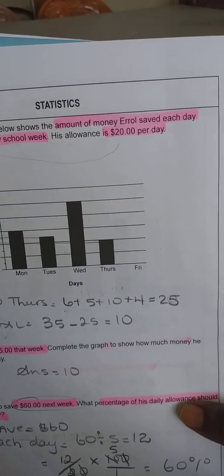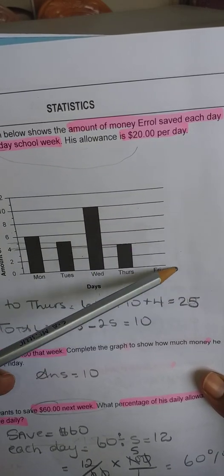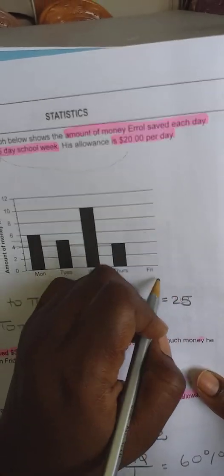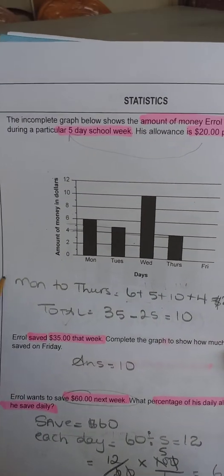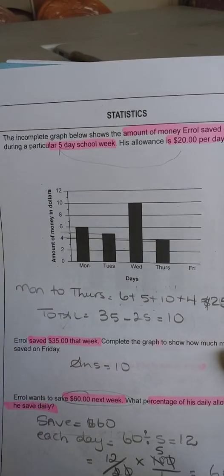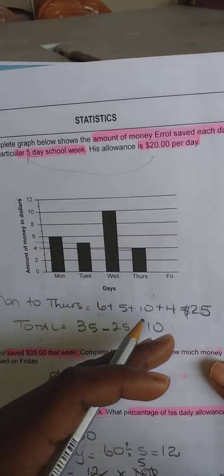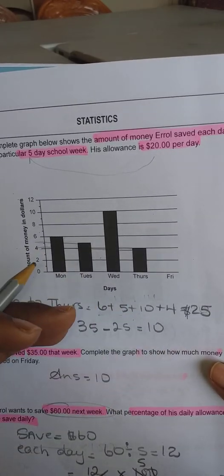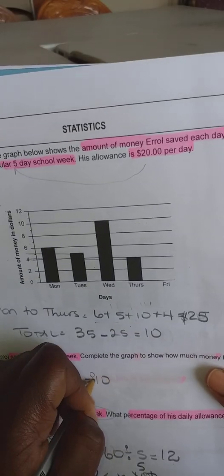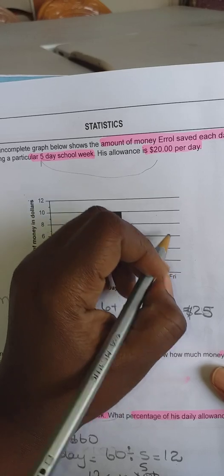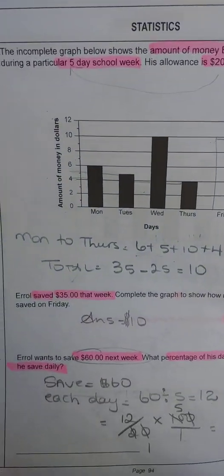Complete the graph to show how much money he saved on Friday. So remember, we did Monday to Thursday. In total, he saved $25, and I'm going to put in my dollar sign there. So from Monday to Thursday, he saved $25, and in total, from Monday to Friday, is $35. So to find Friday, we take 35 minus 25, which is $10. So therefore, for Friday, he saved $10. I'm drawing my bar graph there for Friday, which is $10, right?